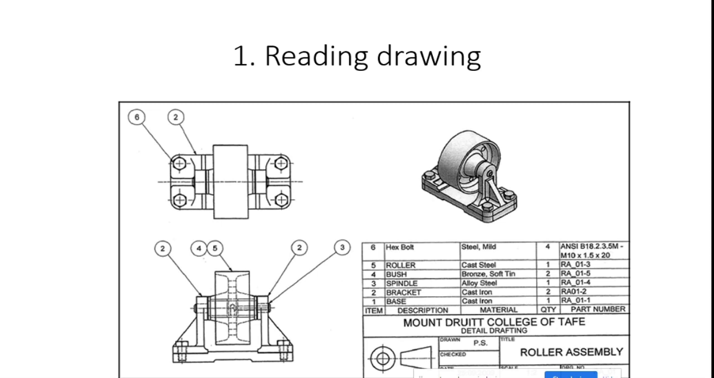So how can we perform it? The first step is, how can we read the drawing? Already I told about how to read the drawing. First, if you get a drawing, first go through who created this drawing. Here Mount Druitt College of TAFE, likewise the name is available. From this you can know who made this drawing. After that, which projection, first angle projection or third angle projection, is used to create the drawing. Based on this, which is the top view, which is the elevation, which is the side view, you can understand from this projection.